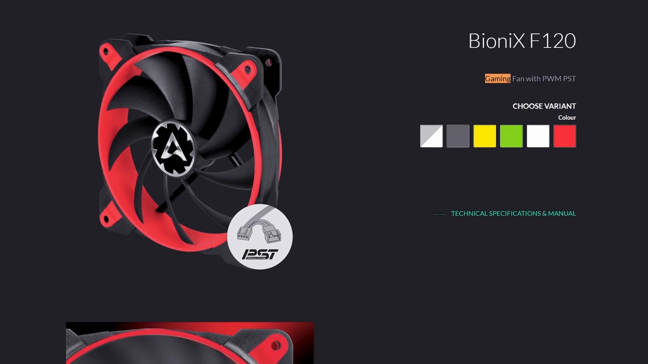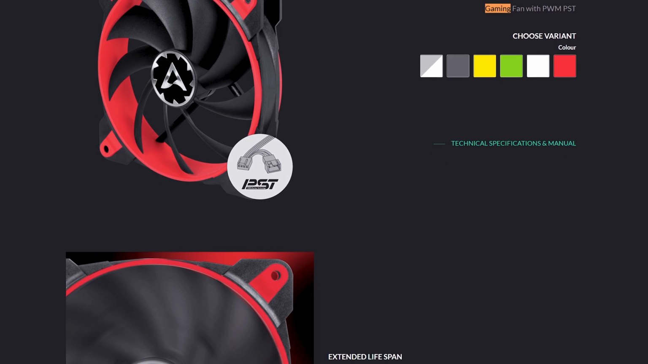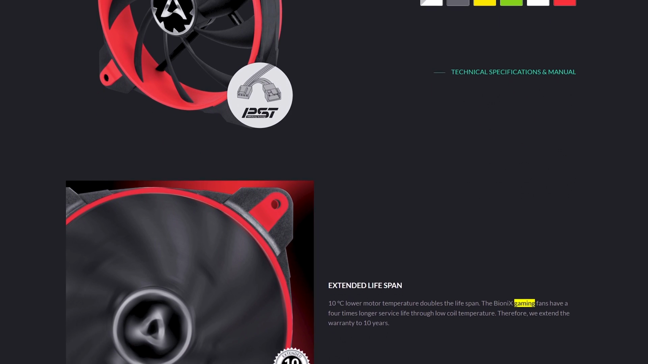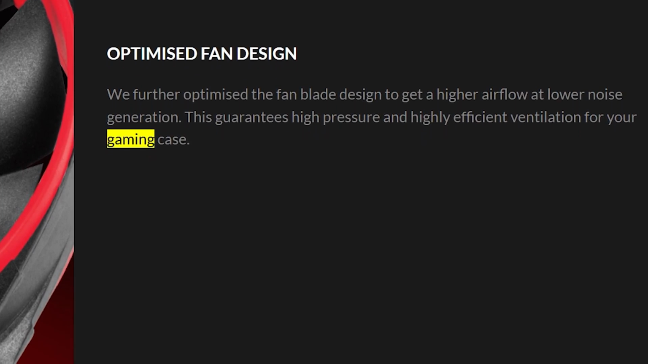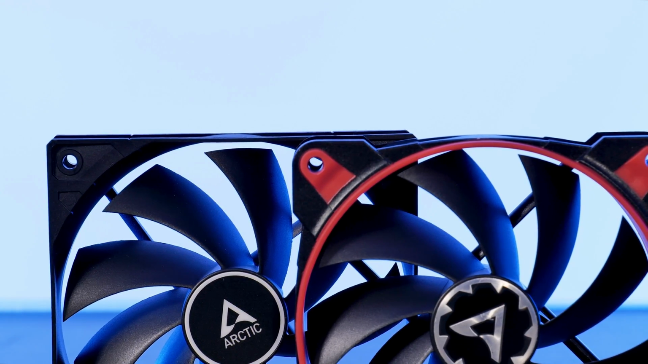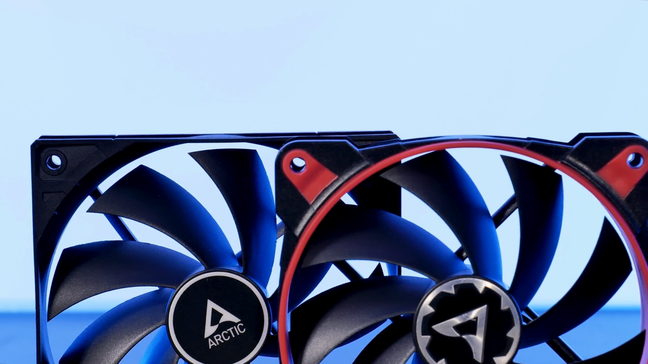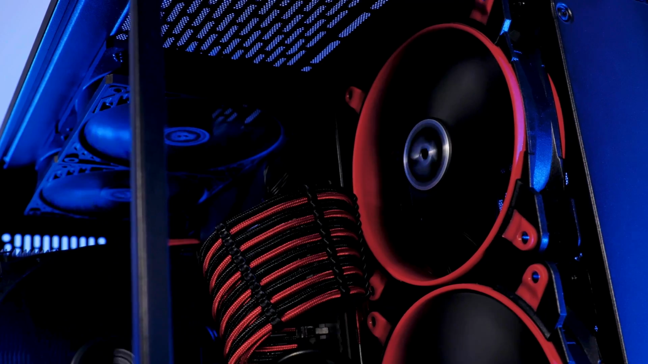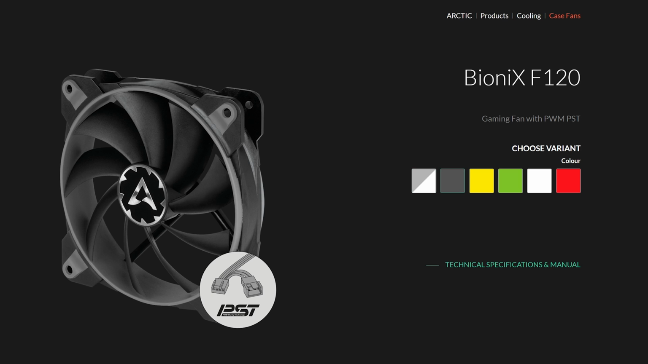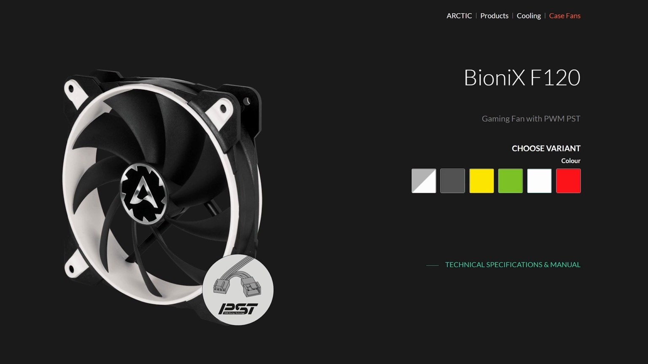On the Bionix thing, if you scroll over Arctic's product page for Bionix fans, you will see a slight overuse of the word gaming. I don't know what a gaming fan is, nor do I know what a gaming case is. Ignoring the marketing buzzwords, Bionix is essentially a gaming-like looking bumped up version of their original F12 or P12 lineup. But instead of spreading more eye cancer, Arctic did not go for RGB, but they went with straight up color. Gray, yellow, green, white, red, basically a whole bunch of different options.